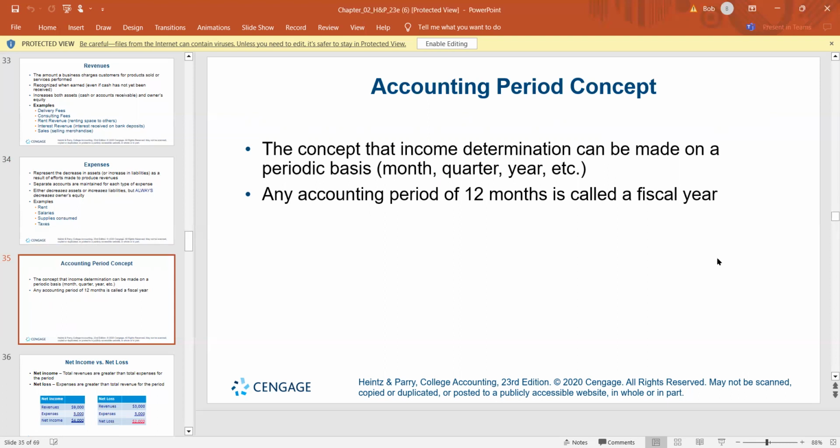And a fiscal year is any accounting period of 12 months. It has nothing to do with the calendar year. A lot of companies, their fiscal year might begin May 1st, for example.